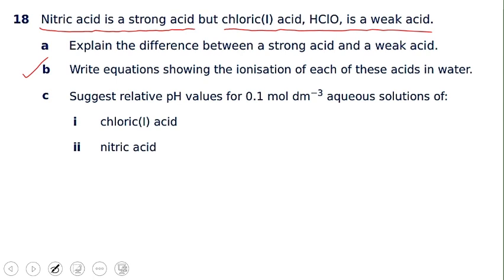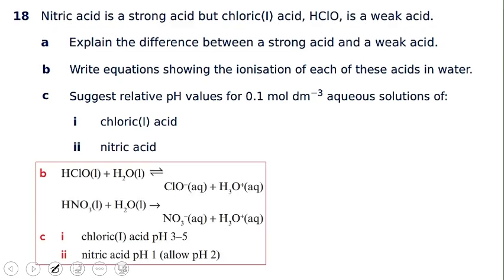Nitric acid has the formula HNO3. HNO3 will dissociate with water. HNO3 is a strong acid, so it will donate its proton to the H2O and make H3O positive and NO3 negative as products. Because it is a strong acid, we are going to write only a one-sided arrow here. The reaction will go to completion.